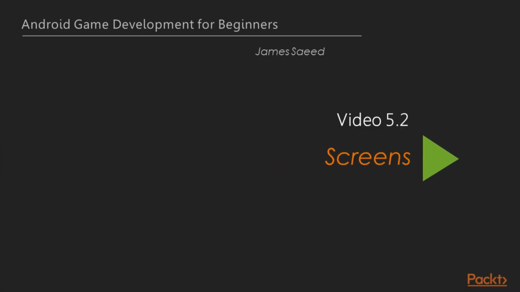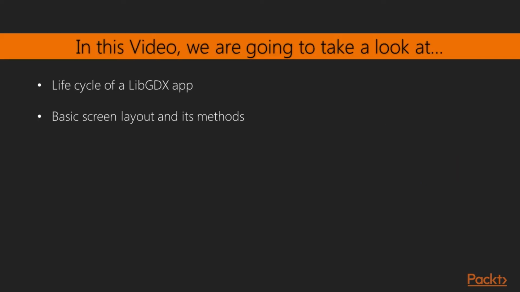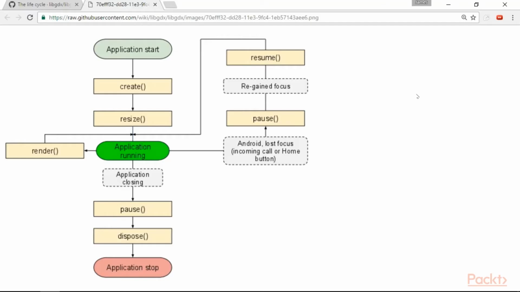In this video, we're going to look at the Libgdx screen system. To begin with, we'll take a look at the lifecycle of a Libgdx app, and then go through the basic screen layout and the methods we're going to have to override. So the Libgdx lifecycle is actually pretty self-explanatory from this image. However, I'm going to go through it anyways, especially since this doesn't actually cover the whole screen system, although it's not that much different. So once the application starts, we're going to run our create method.